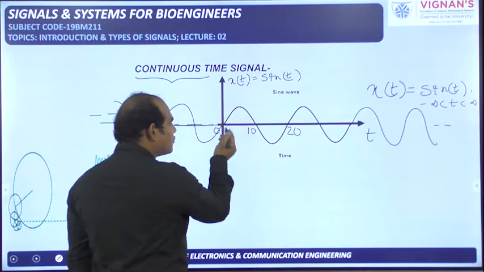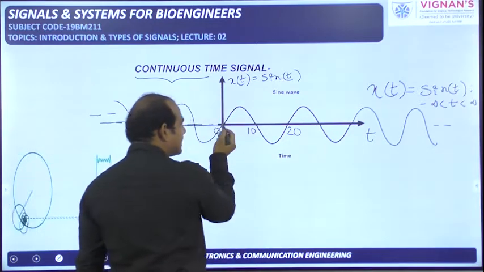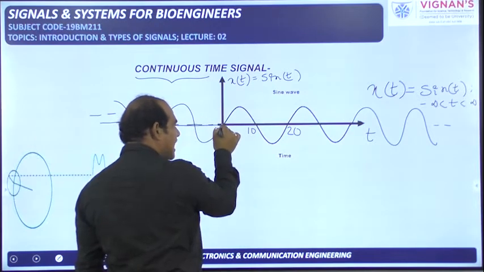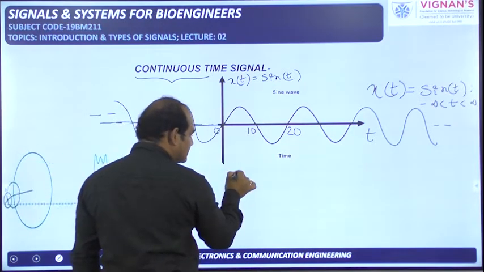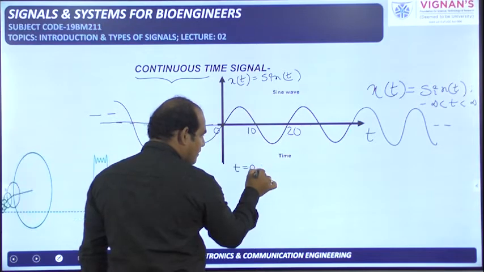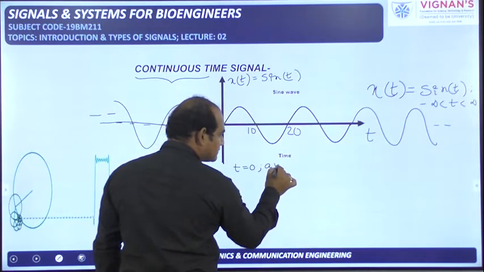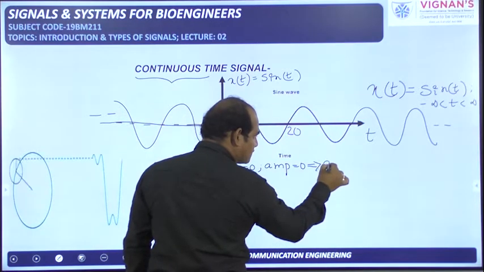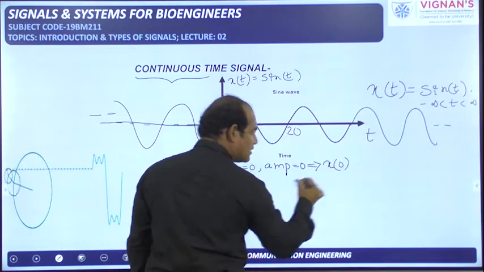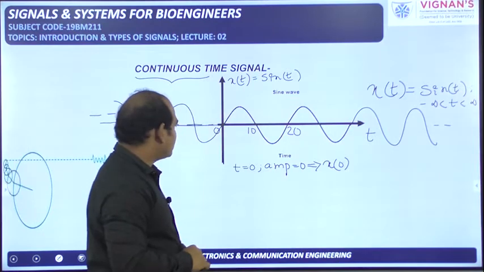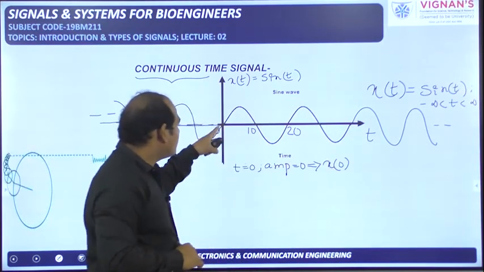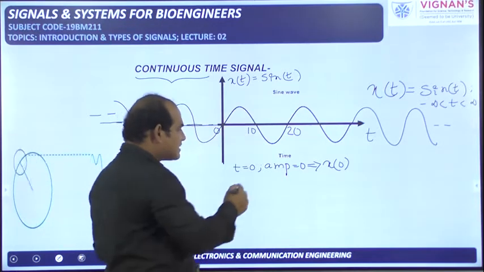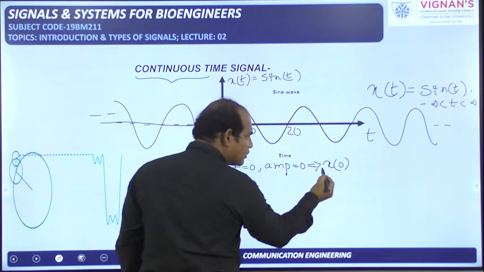As t is changing, you see at t is equal to 0, at this point the amplitude of the signal is also 0. So when t is 0, the amplitude of the signal is 0. That is represented like this, x of 0. This notation is very important. At t is equal to 0, what is the amplitude of the signal? The amplitude is also 0 only. That is represented as x of 0 equal to 0.